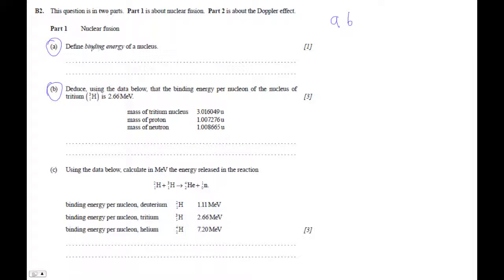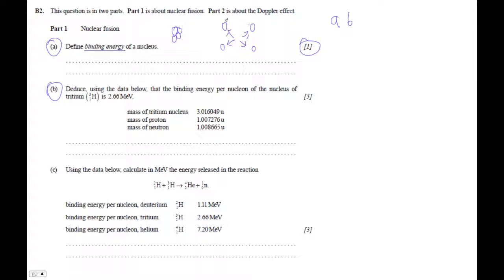Define the binding energy of a nucleus. What's the binding energy? It's the energy needed to take the nucleus apart into all its parts, right? So if you start off with, say, a helium nucleus, this has some mass. And then if you take it all apart into 2 protons, 2 neutrons that are isolated, that would take a certain amount of work to do, and that's what the binding energy is. It's a measure of the stability, but it's only 1 mark.